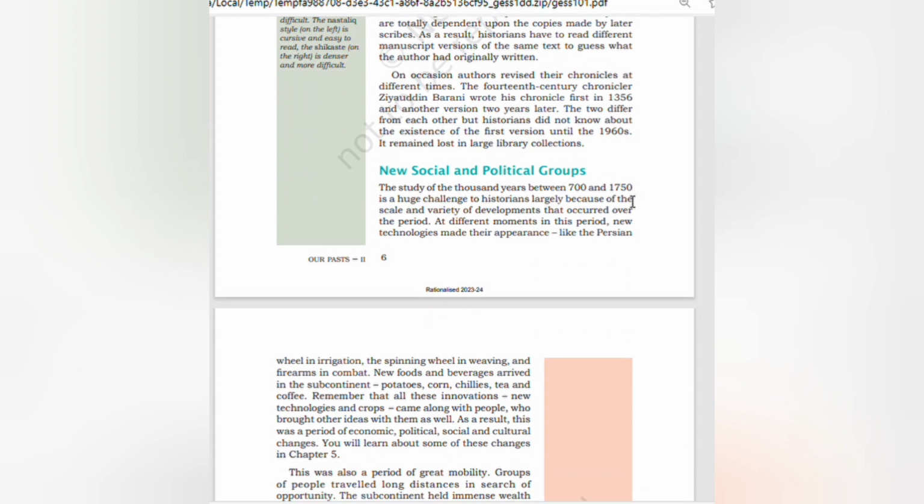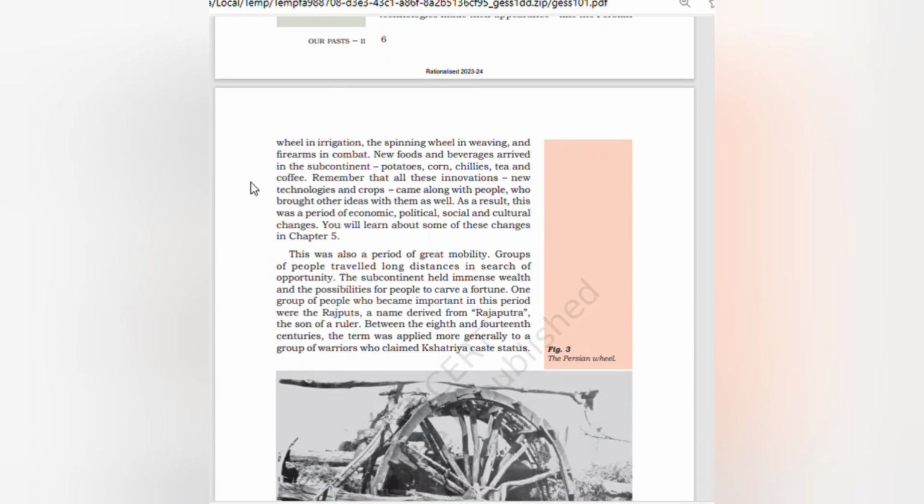The social and political groups. The study of the 1000 years between 700 and 1750 is a huge challenge to historians, largely because of the scale and variety of developments that occurred over the period. At different moments in this period, new technologies made their appearance, like the Persian wheel in irrigation, the spinning wheel in weaving, and firearms in combat.